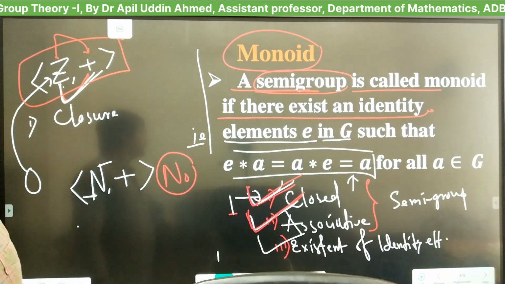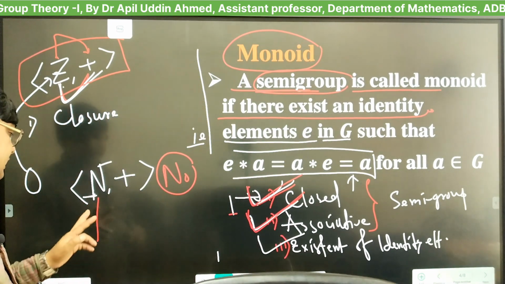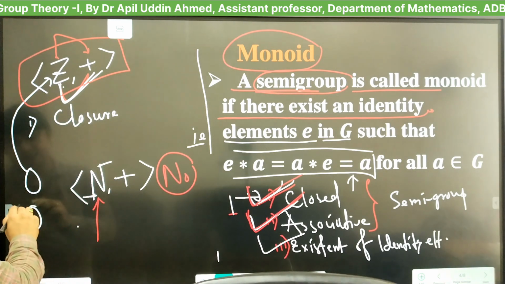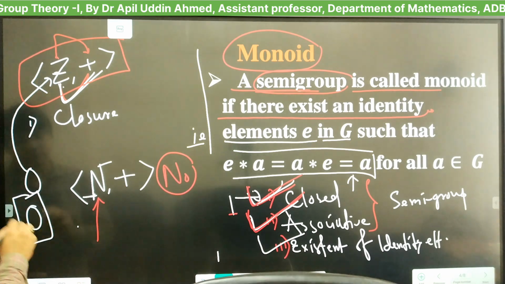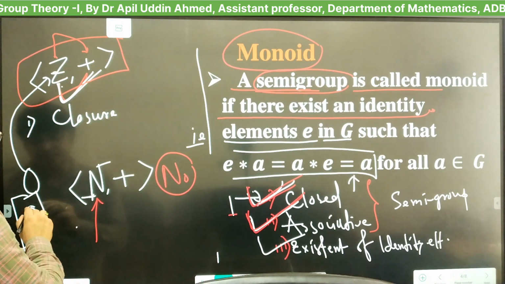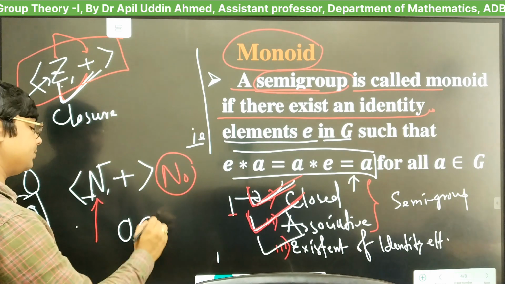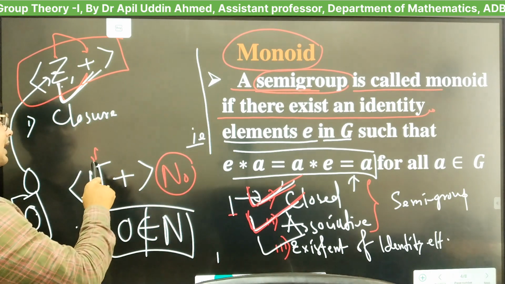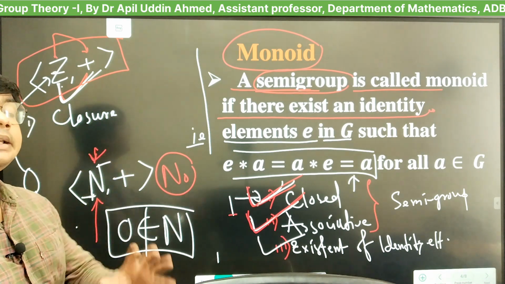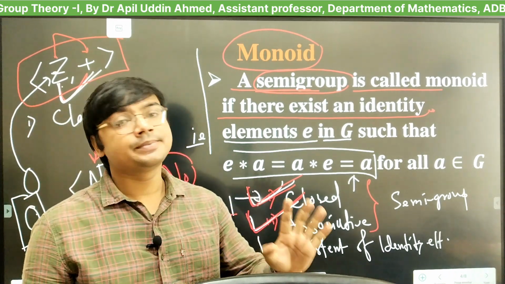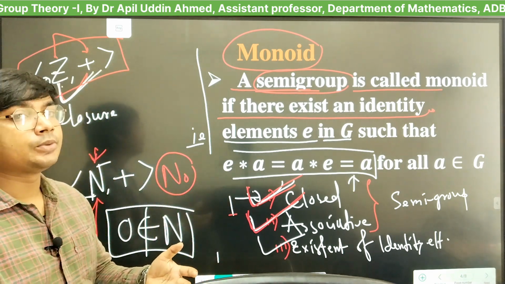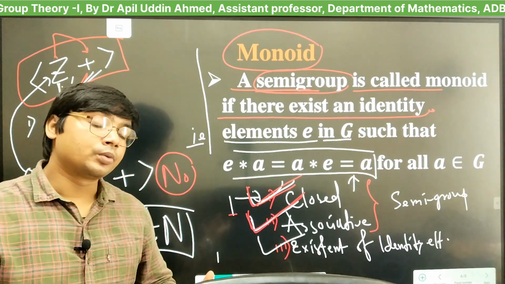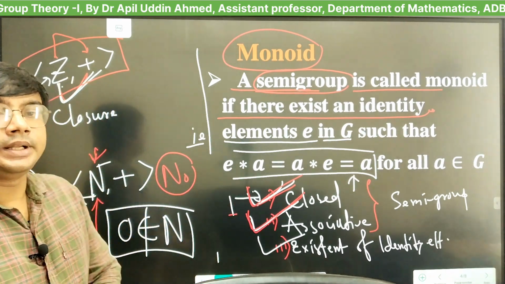But what about the identity? Does there exist an identity element with respect to addition? We know that the identity element with respect to addition is 0. This 0 does not belong to the set of natural numbers. That means the set N does not have any identity element with respect to addition. So we can say this set of natural numbers is not a monoid with respect to addition, right?